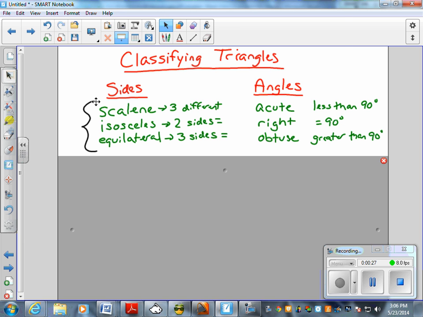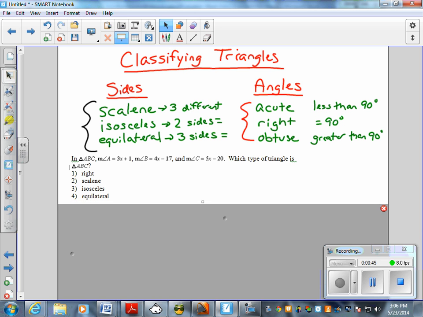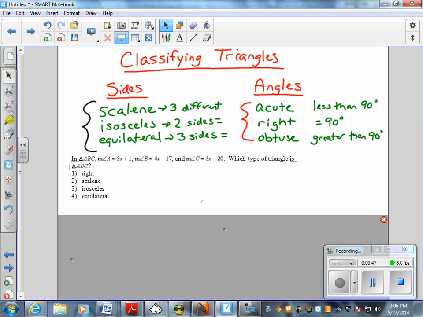Now on the right, we have three classifications by angles. Acute means that the largest angle is less than 90 degrees. Right means that our largest angle is exactly 90, and obtuse means that our largest angle is going to be greater than 90.